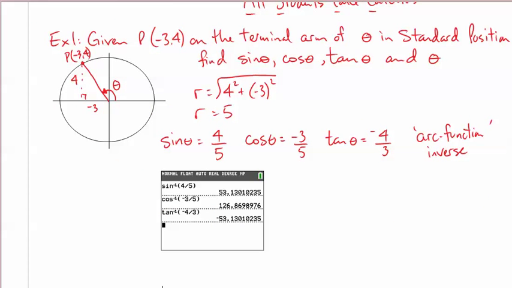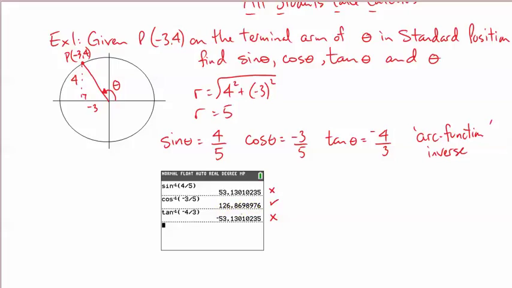Okay, what we actually get appear to be 3 different results. We get 53 degrees when I do arc sine, or the second function of sine, 127 degrees when I do arc cos, and negative 53 when I do tangent. Well, looking at the original diagram in standard position, we see that it can't be 53 degrees because it's in quadrant 2. It also can't be negative 53 degrees. That'd be in quadrant 4. I really need this answer here, 127 degrees.